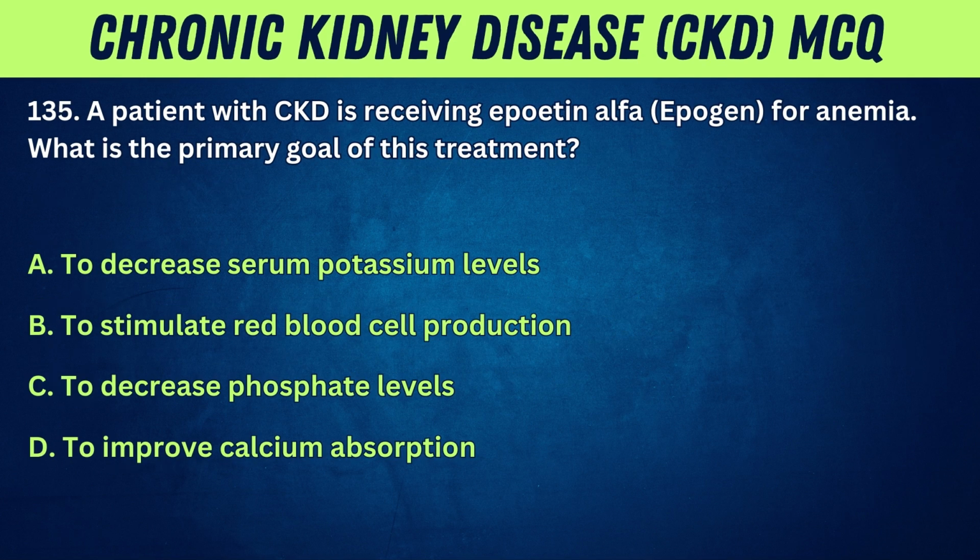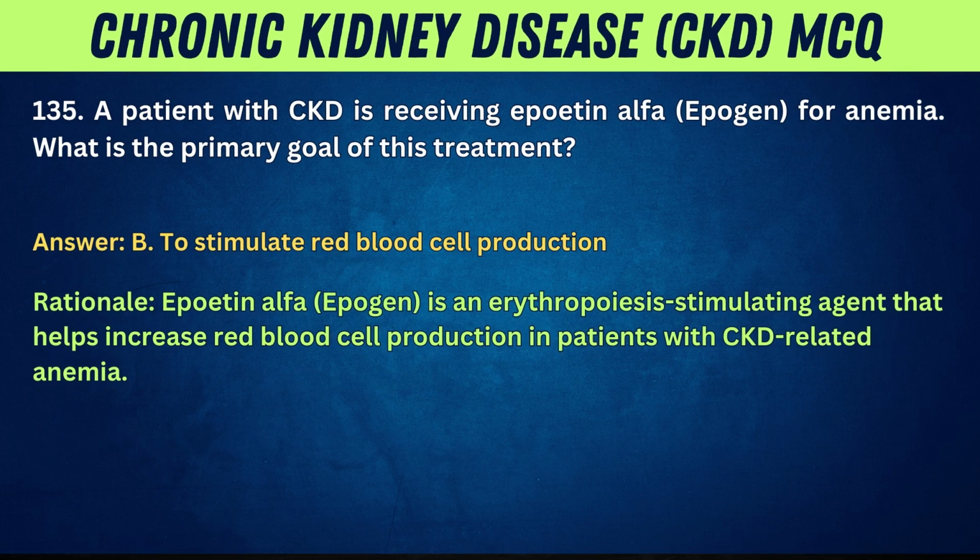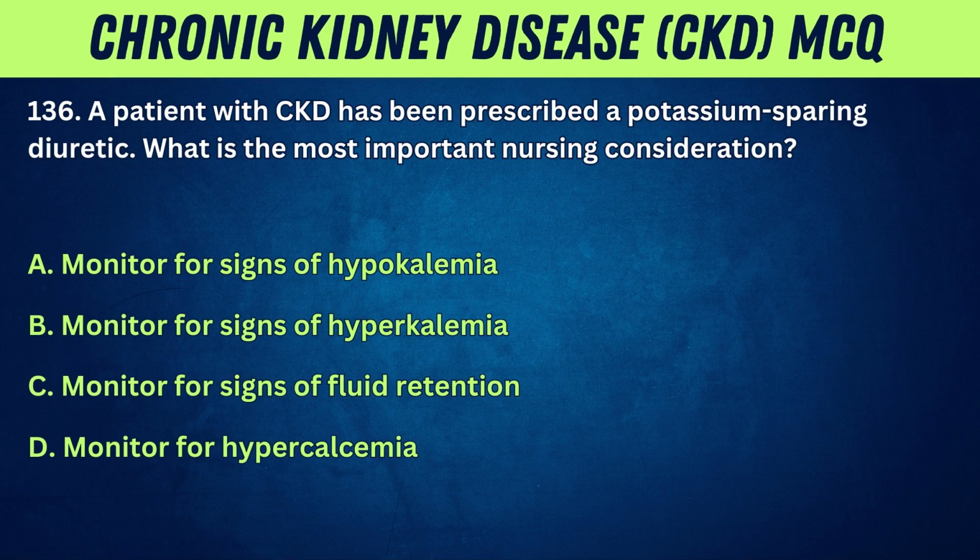135. A patient with CKD is receiving epoetin alpha, Epogen, for anemia. What is the primary goal of this treatment? A. To decrease serum potassium levels. B. To stimulate red blood cell production. C. To decrease phosphate levels. D. To improve calcium absorption. Answer: B. To stimulate red blood cell production. Rationale: epoetin alpha, Epogen, is an erythropoiesis-stimulating agent that helps increase red blood cell production in patients with CKD-related anemia.